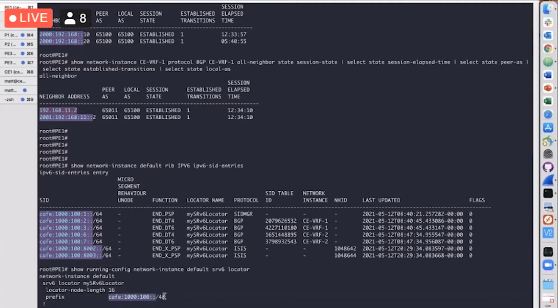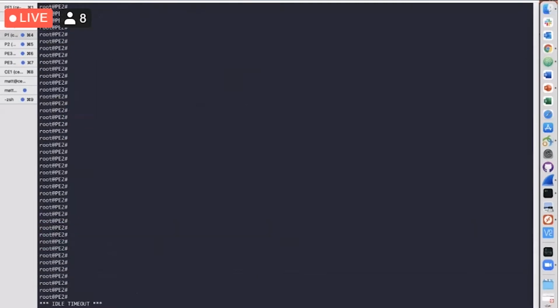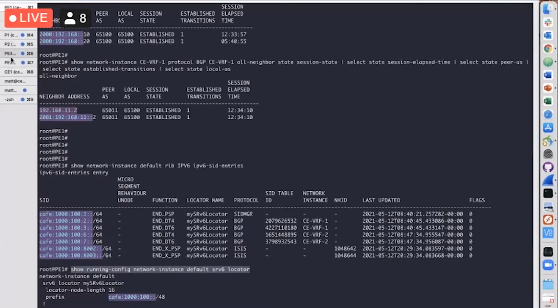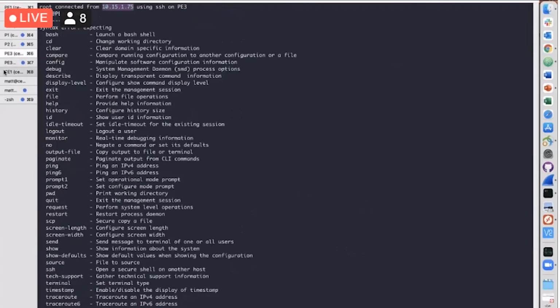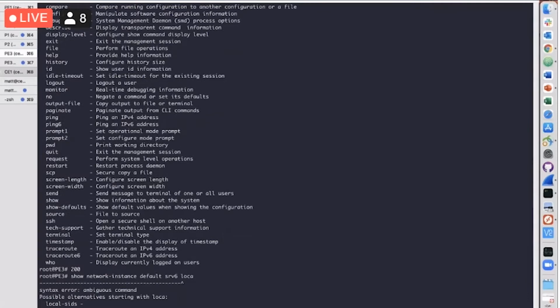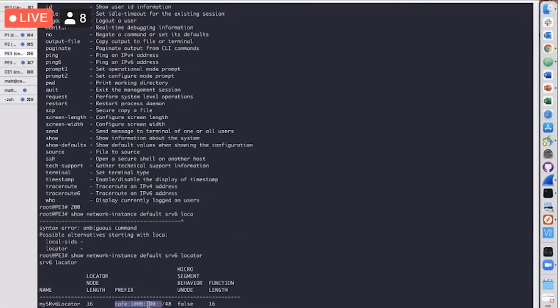And this is out of a block of /32 that all of the routers in the network that are participating use. So if you look at the same command on PE2, you can see that it has Cafe 1000 and then 200 instead of 100. And then PE3, we can see that it has Cafe 1300. So these are all unique /48s.